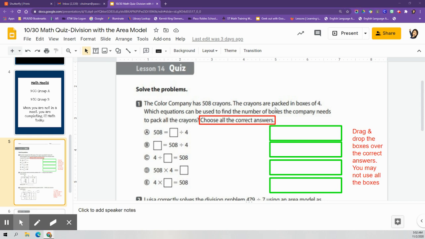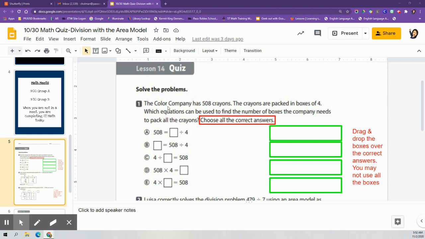Okay, so this morning we are going to be going over our quiz, and so I am projecting a copy of your quiz in this video. So the first question is really discussing the relationship between multiplication and division.